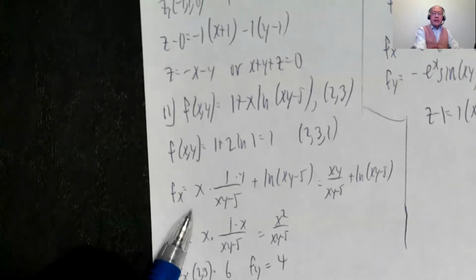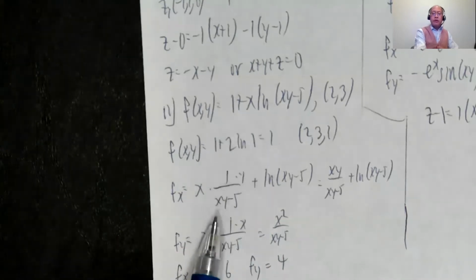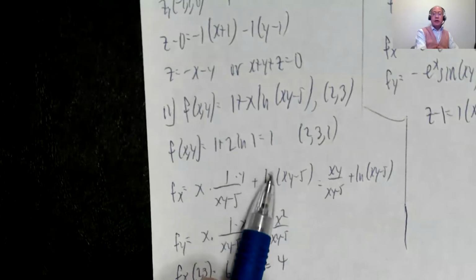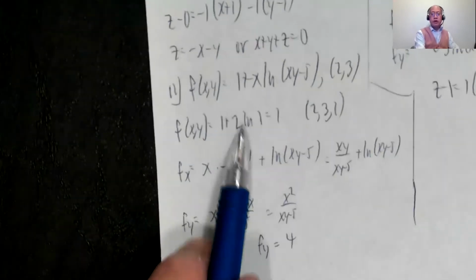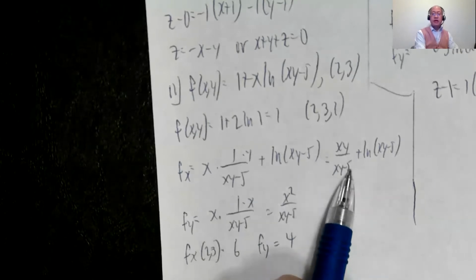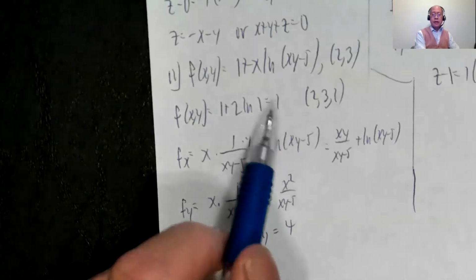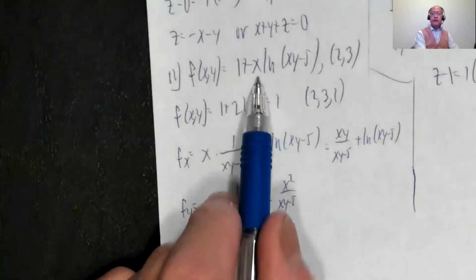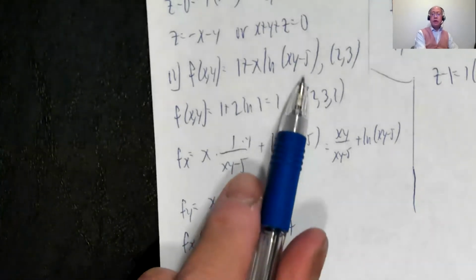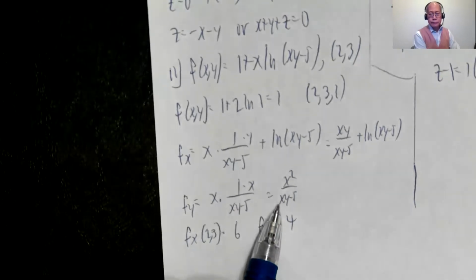Okay, differentiate with respect to x. Product rule. First times derivative of the second, 1 over (xy minus 5) times y, plus second, ln (xy minus 5), times derivative of the first, which is 1. So a little bit touch up. xy over (xy minus 5) plus ln of (xy minus 5). Partial with respect to y is a little bit easier. That's considered a coefficient. So 1 over (xy minus 5) times derivative with respect to y, which is just x, so x squared over (xy minus 5).